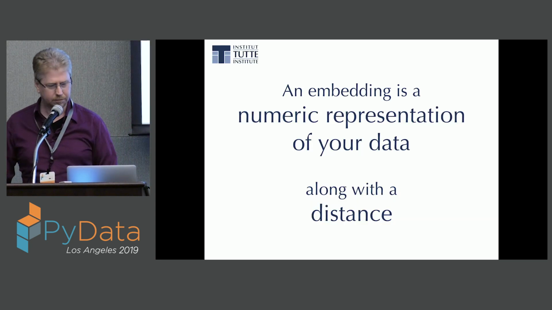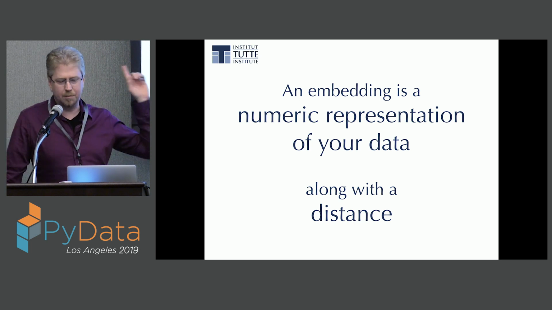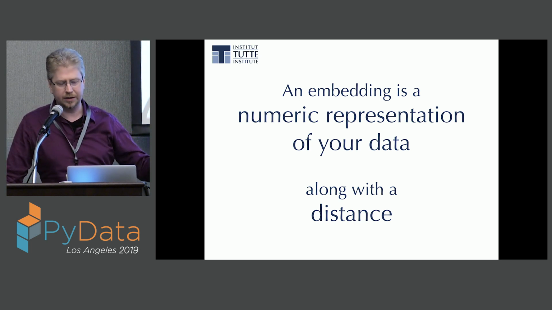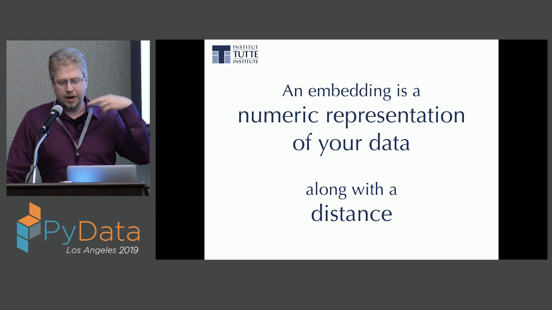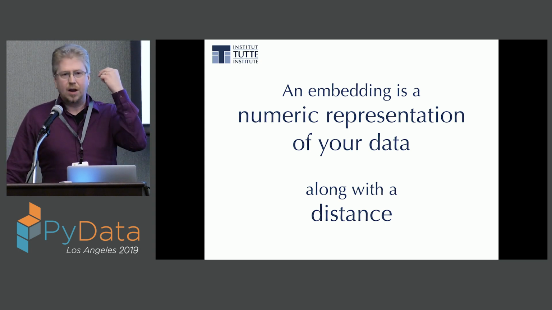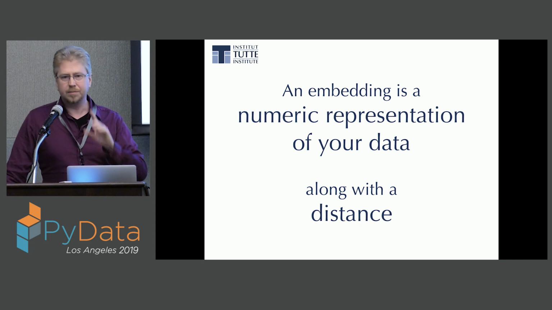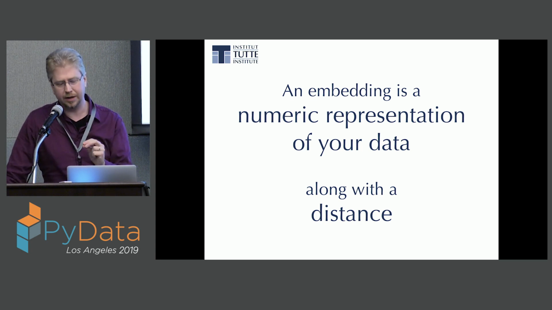Okay, what did I just say? I said an embedding is a numeric representation of your data along with the distance. You need both in order to have an embedding. If you're going to do unsupervised learning on anything, you have either explicitly or implicitly chosen a distance function for your data. I'm going to argue that that choice should always be explicit.